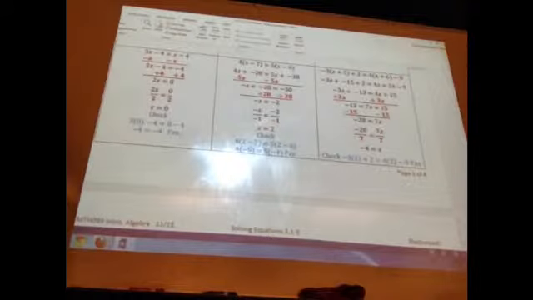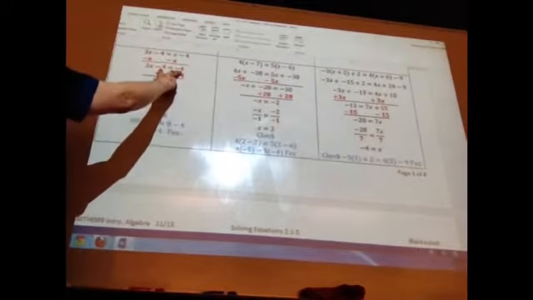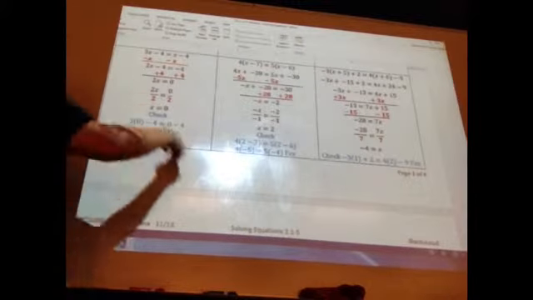Now I have to move all my constants, my numbers by themselves, to the other side. So I have two constants here. They're both minus 4 or negative 4.